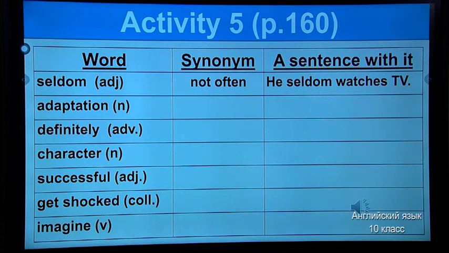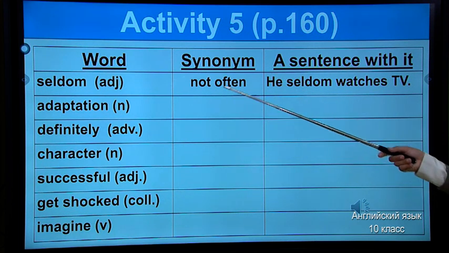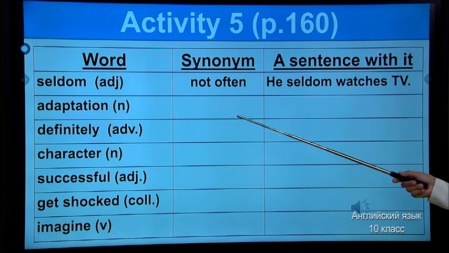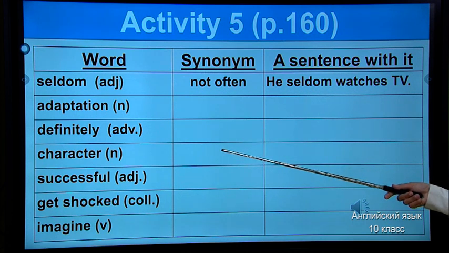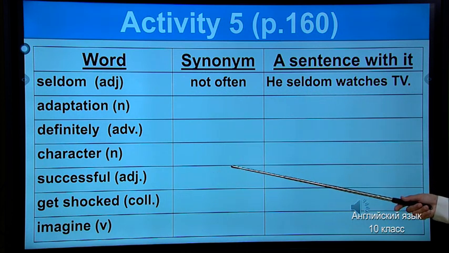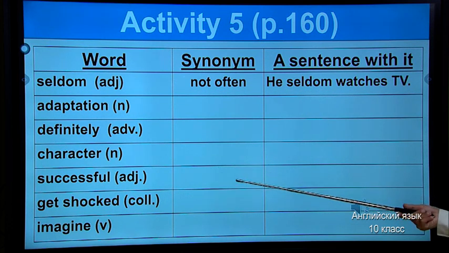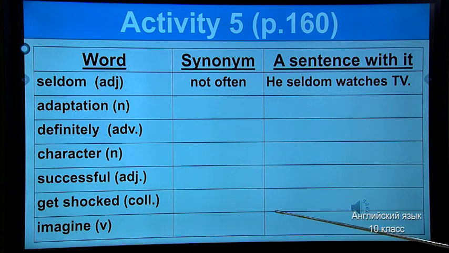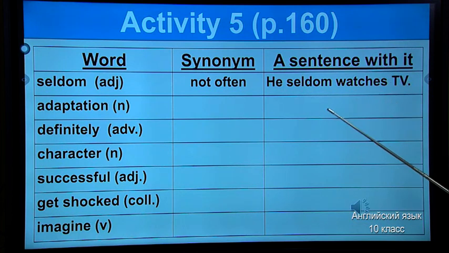So, dears, let's move to activity number 5 on page 160. In this activity, you have to complete the table. You should find out the synonym for the word seldom. It is adjective; adaptation, noun; definitely, adverb; character, noun; successful, adjective; get shocked, it is collocation; and imagine, it is verb. So, I give you 1 minute, please find out synonyms for all words and try to write sentences if you can. If you cannot, you can leave this task as homework.